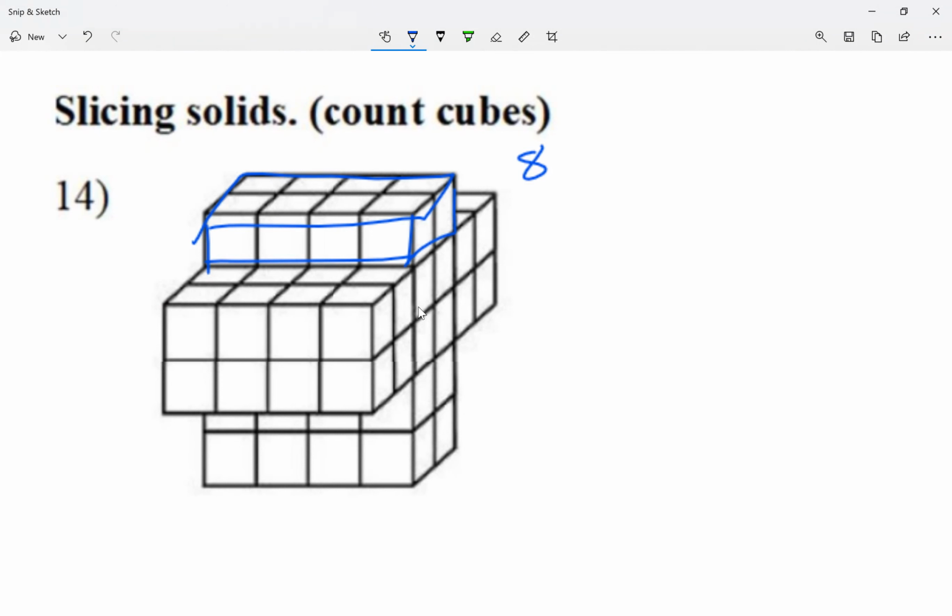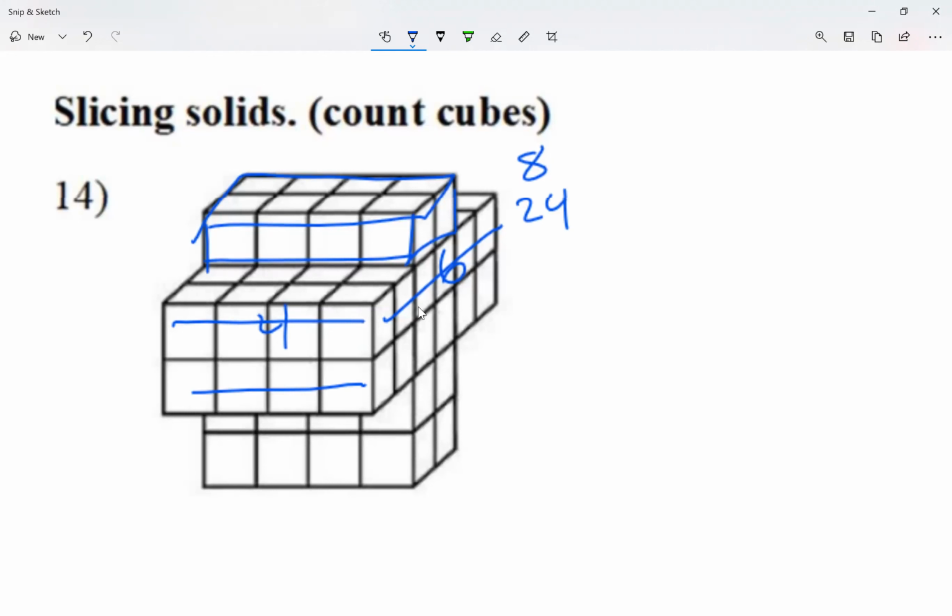How about the second row? Keep in mind some of them might be blocked from our view, but we know they're there. I see it's 4 this way, and then I see it's gonna be 6 this way. So it looks like it makes a rectangle, right? It's a 4 by 6. Let's just call that 24.